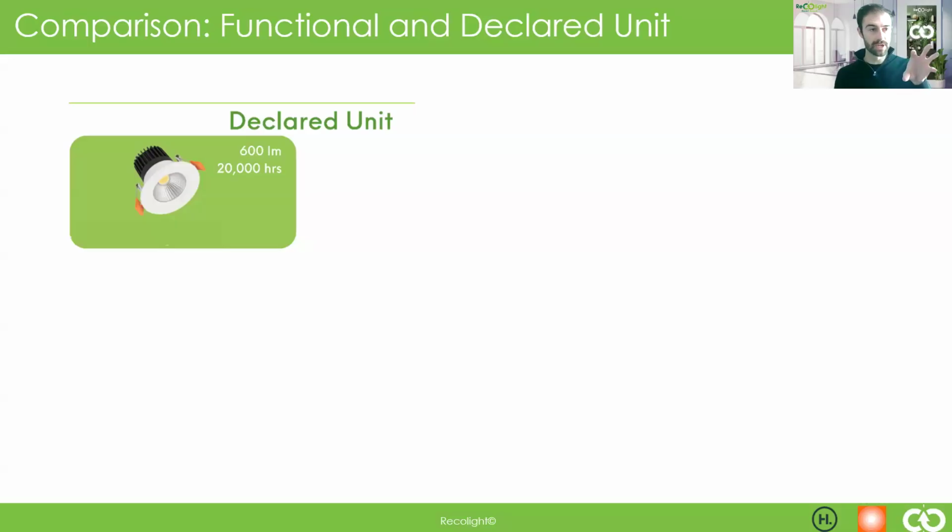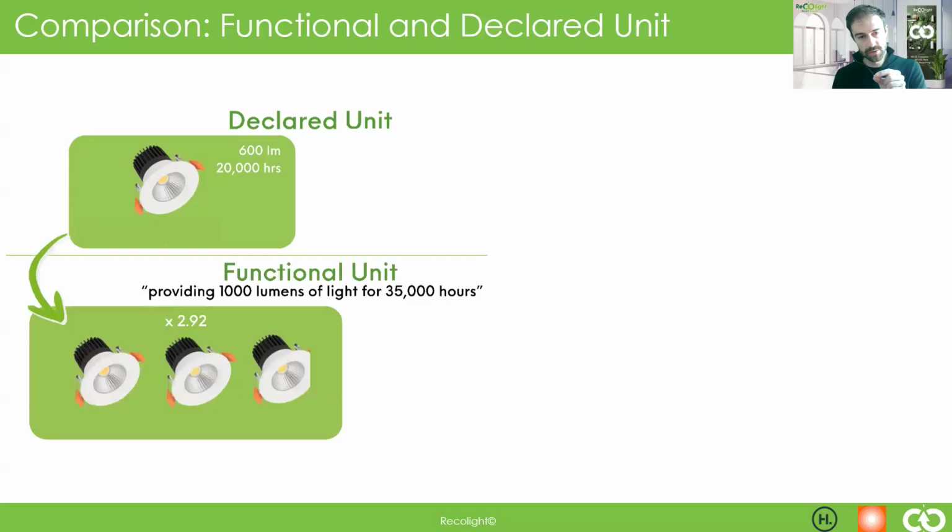So the declared unit is the product itself, so you can report EPD data on the basis of it on the declared unit level. So your results are saying this is the environmental cost if you produce one of these products. Whereas it's quite standard in the lighting industry to use a functional unit of providing 1,000 lumens of light for 35,000 hours. Now, based on the spec of this made-up luminaire that I've created, in order to fulfill that function, you actually need about 3 of this product.